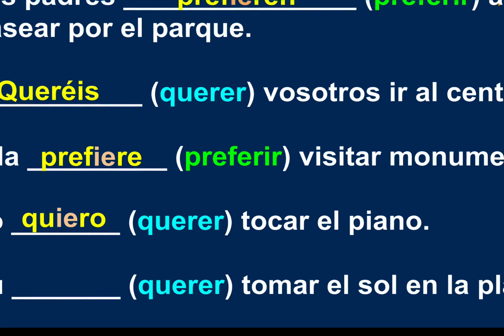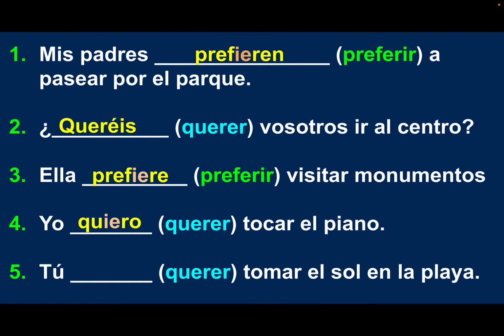And remember, tocar means to play for an instrument. Don't do jugar. Jugar is to play sports or to play like Monopoly or some board game. Some board game that you'll probably fight with your siblings over because Monopoly is awful. I hate that game. All right, moving onward. Number 5, you want to take in the sun on the beach is literally what you're saying. You want to sunbathe on the beach. So, tú quieres tomar el sol en la playa. That's what you're saying right there.